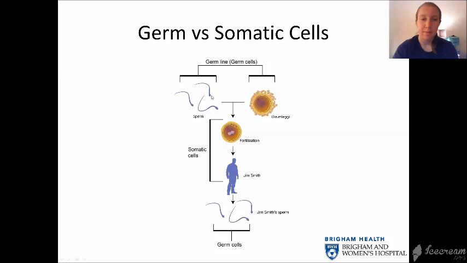The type of cell that we're talking about: we have germline, germ cells, which is basically the sperm and the ovum. Anything else is somatic cells. So here I'm going from fertilization to Jim Smith. But Jim Smith has his own germ cells, so he's got his own sperm cells.